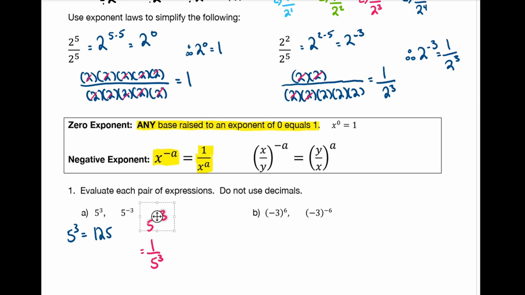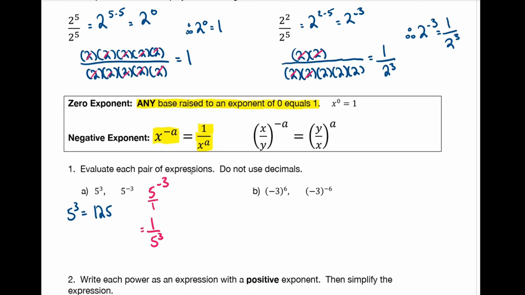Why did I put it over 1 or under 1? Well, 5 as a fraction is 5 over 1. So I flip that and it becomes 1 over 5. The exponent changes to be positive, so it's positive 3 now instead of negative 3. I can evaluate this because I know 5 to the power of 3 is 125. So that means that 5 to the power of negative 3 equals 1 over 125.